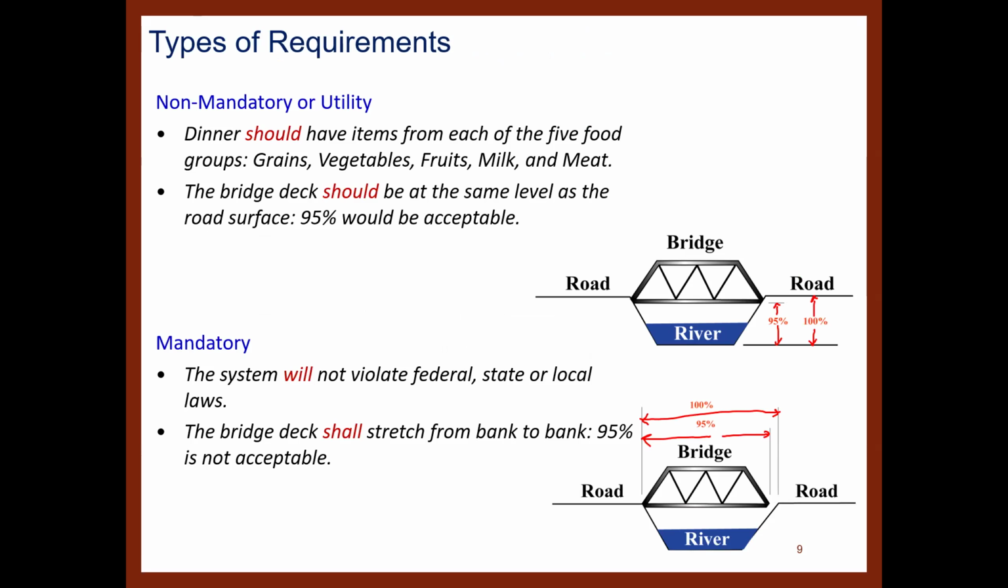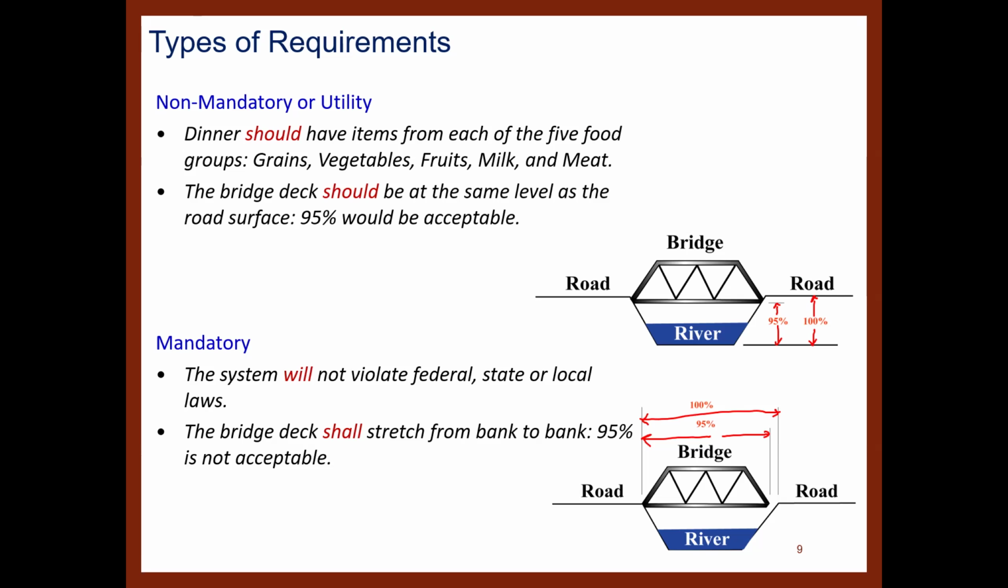So more examples here. Non-mandatory or utility: dinner should have items from each of the 5 food groups. The bridge deck should be at the same level as the road surface. 95% will be acceptable. So I'm referring to this dimension right here. So non-mandatory, mandatory: the system will not violate federal, state, or local laws, right? So we need to make sure that that is happening.